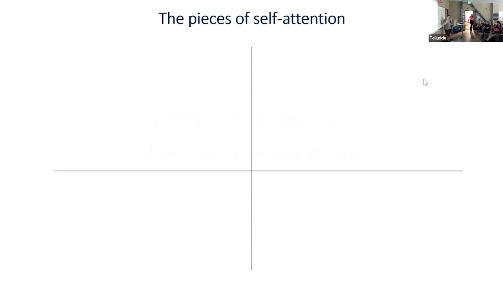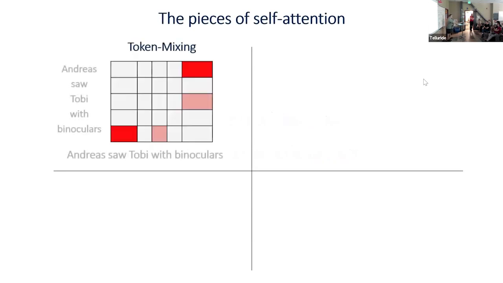So what paper was it? It was a paper called MetaFormer, where they said, look, it's not self-attention that is the reason transformers are winning. It's the constituent components of self-attention. Can we take some of those constituent components and apply them to RNNs? So what are they? Token mixing. Token mixing implies mixing information over time, right? Mixing Andreas with binoculars, mixing Toby with binoculars, etc.